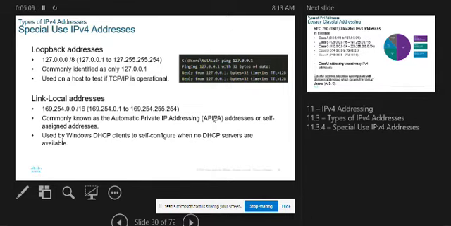Does it mean the computer's going to get on the internet? No. Does it mean everything's configured right? It does not. It just tells me that I have IPv4 installed and bound to the device's network card.